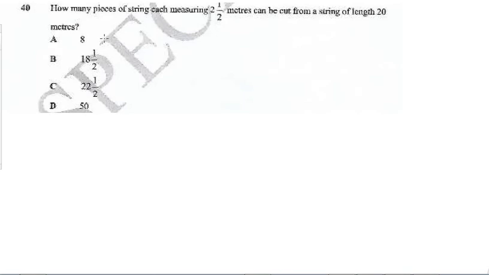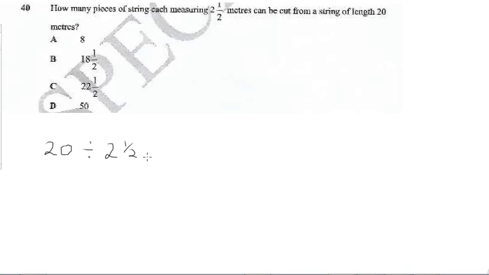So this is how we go about it. How many pieces of string, each measuring 2.5 meters, 2 1/2 meters, can be cut from a string of length 20 meters? We're simply being asked to divide 20 by that. This question is saying how many can be cut from that. So how many 2.5 meters are in 20? So 20 divided by 2 1/2. I think I've made work easier for you. Can you work on that now?